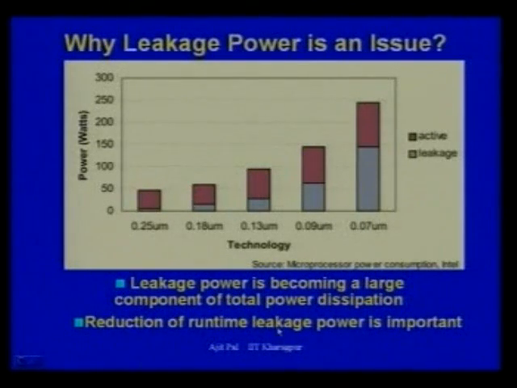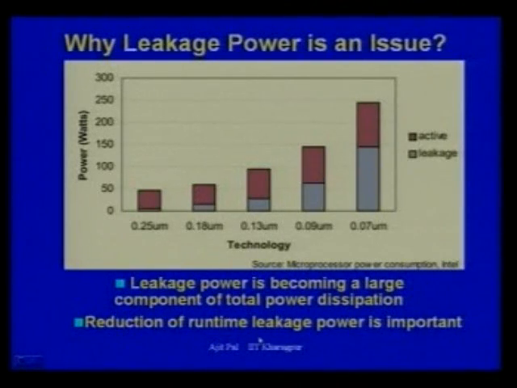This has led to another important approach: you have to reduce the runtime leakage power. Earlier people used to reduce the leakage power only when the circuit is in standby mode, because in those days the active power or dynamic power was very high. When the circuit is in standby mode, dynamic power is reduced automatically, but leakage power reduction was not done. But now even when the circuit is in active mode, along with dynamic power, leakage power dissipation is taking place, and as a consequence there is a trend towards reduction of the runtime leakage power.